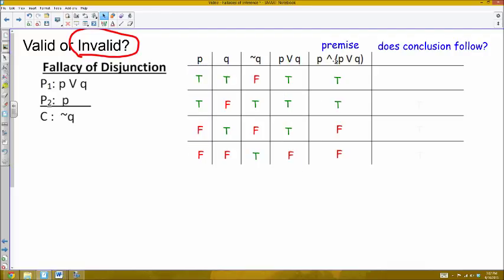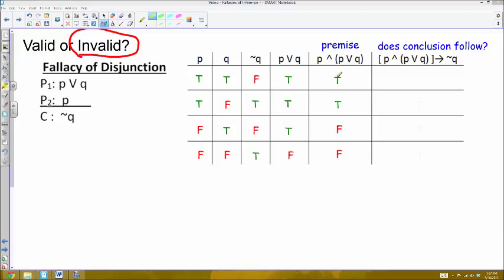So this represented the premise. The next thing I'm going to ask myself is, does the conclusion follow from the premise? So if the premise occurs, then does the conclusion follow? So I can write that like this. If the premise, then the conclusion. I'm going to determine the truth value of that in every possible situation I have listed here. So to determine that, I'm going to look at the column I just wrote up for the premise and the column for not Q that we made earlier.